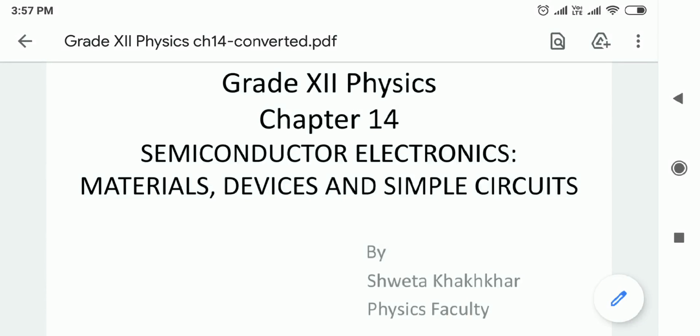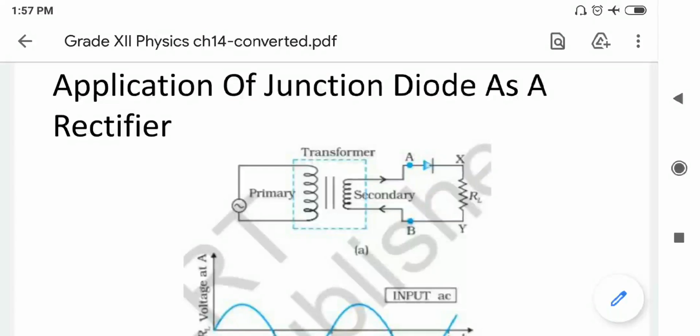Students, let us start our new session of chapter 14, Semiconductor Electronics: Materials, Devices and Simple Circuits. As we have seen, a diode can be utilized as a rectification device to rectify an AC signal. How can it be utilized?